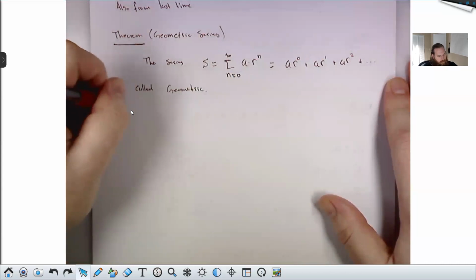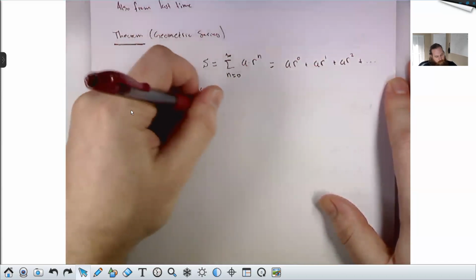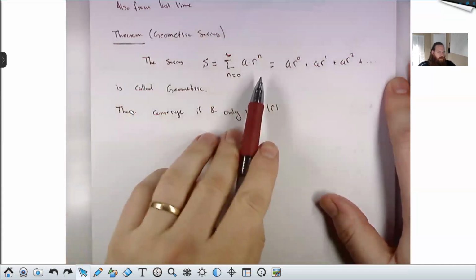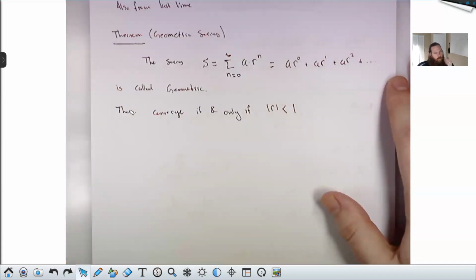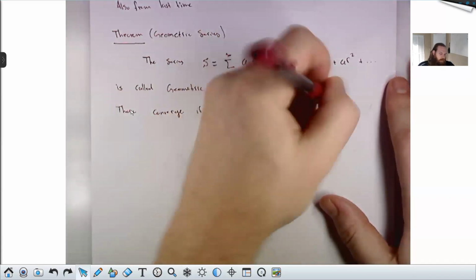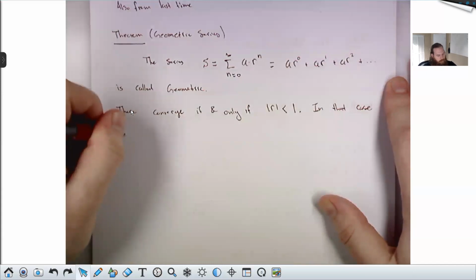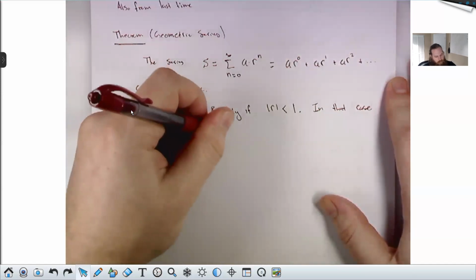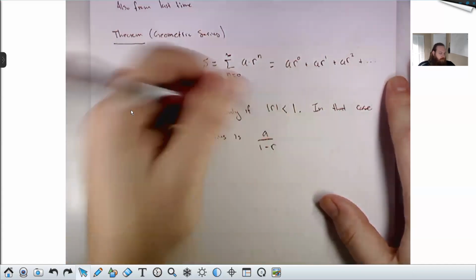And these series converge if and only if the absolute value of the number r, which is called the common ratio, is strictly less than 1. In that case, the sum of the series is, well, for this one, a over 1 minus r.